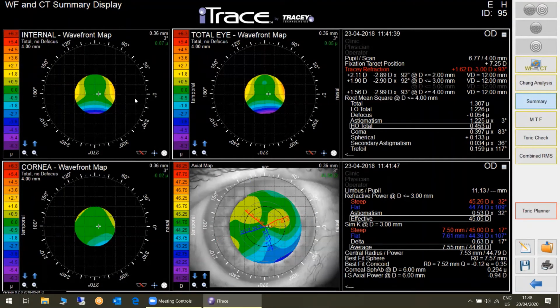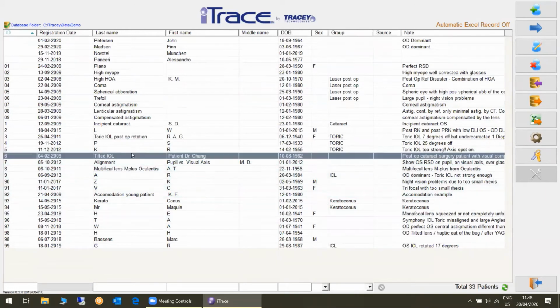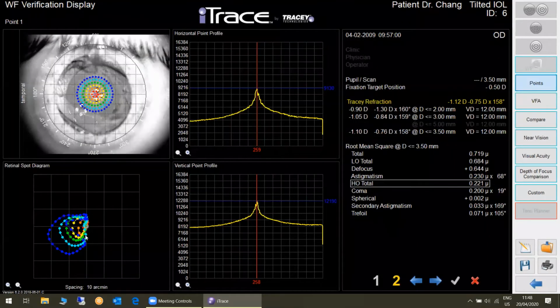Okay, this is a compressed one, and this can happen because you have a broken off haptic or the haptic is damaged. So this happens more than you think. Let's talk about tilted IOLs. Now we just mentioned it. Here, this is a classic case of a tilted IOL. We can see that everything is pushed to one side.